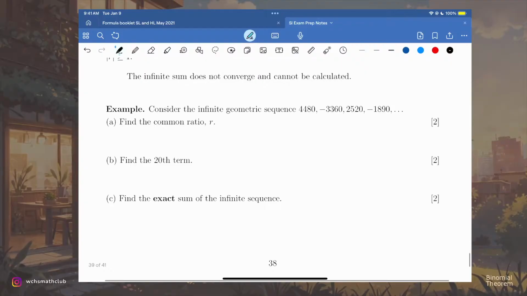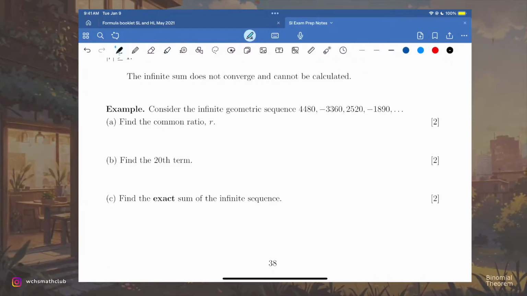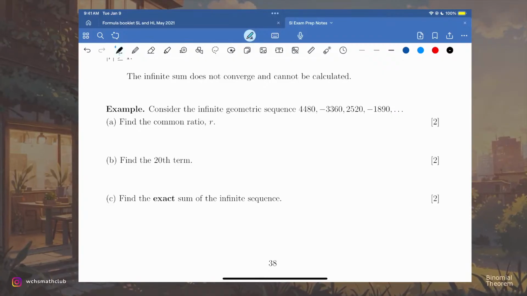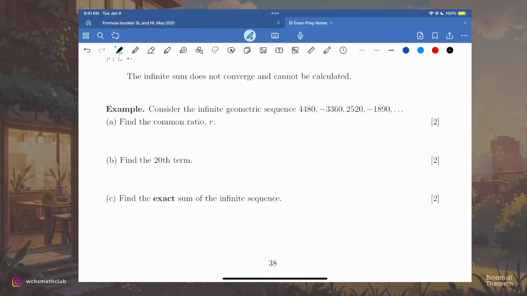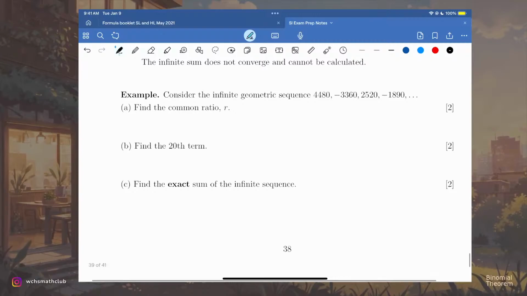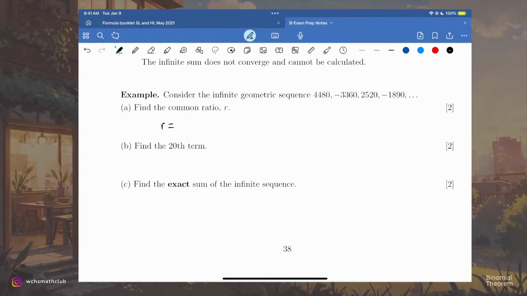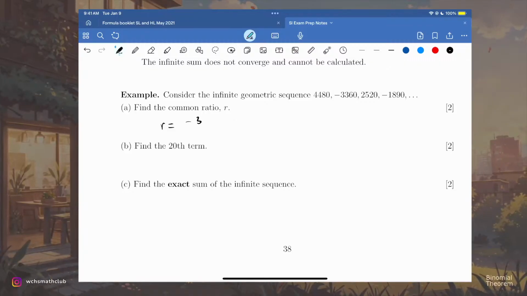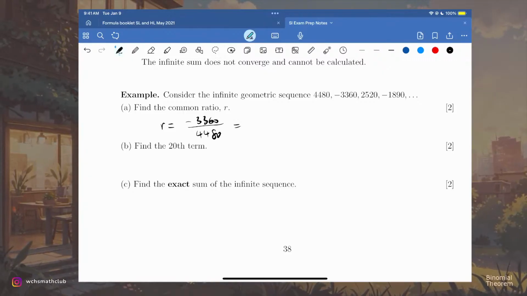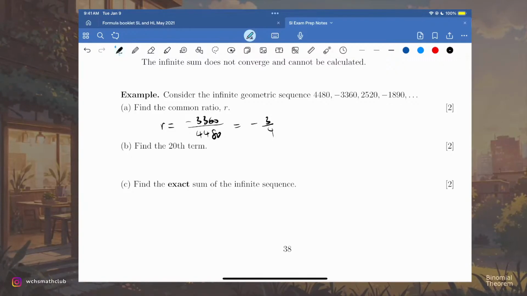Alright, let's look at one example. Consider the infinite geometric sequence 4,480, negative 3,360, 2,520, negative 1,890. Find the common ratio r. So r equals t2 divided by t1, so negative 3,360 divided by 4,480. This should give us a value of negative 3 over 4.